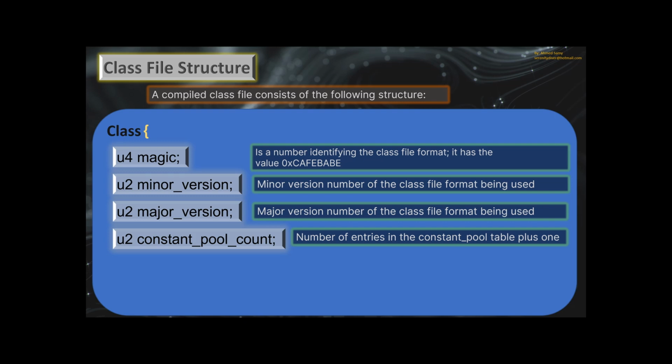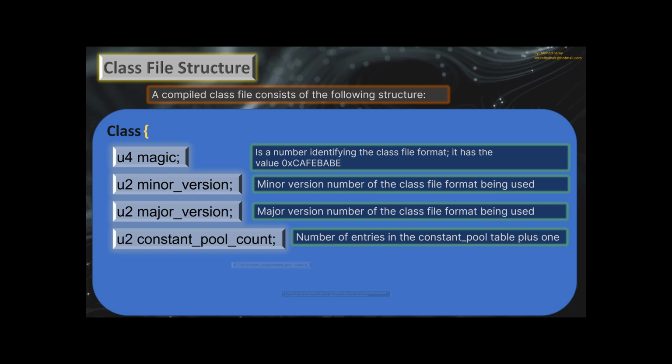Constant pool count is the number of entries in the constant pool table plus one. As you know, in a Java class, sometimes you declare a few constants for reuse. You can use them in the same class or maybe another one. So each class has its own constant pool, and you can know exactly how many constants you have in this class.